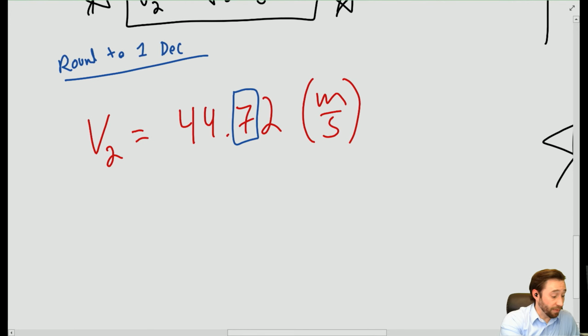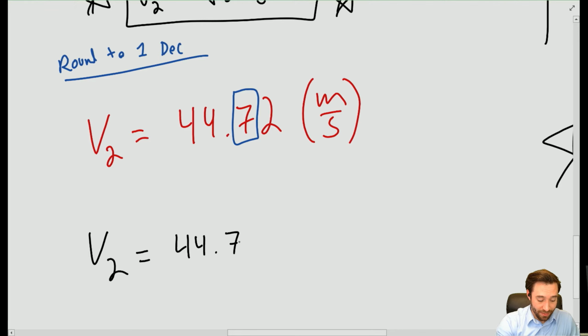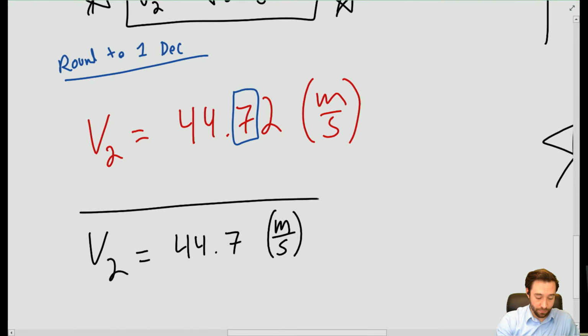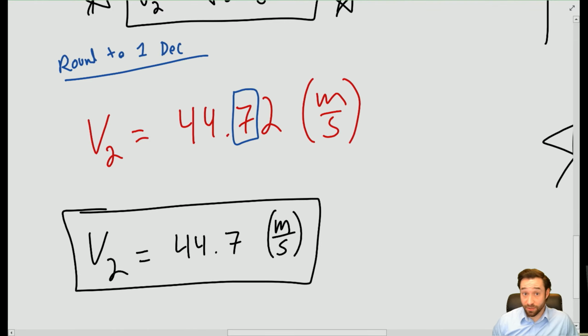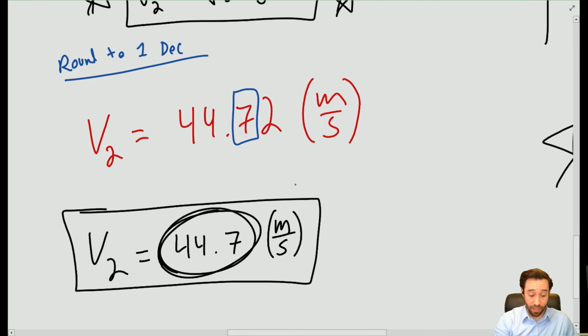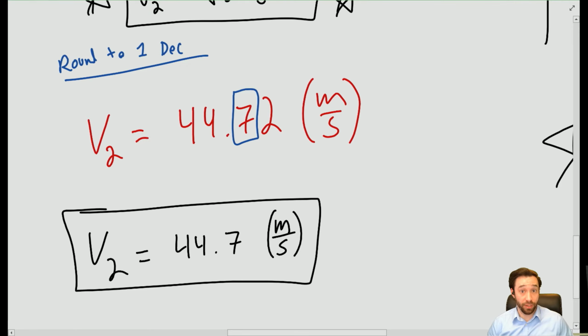So the final answer for the velocity at state 2 is going to be 44.7 meters per second. And that is the final answer. And you would only plug in the value. You would not plug in the units into Canvas. So you would type in 44.7, and then you would get the right answer. Cool.